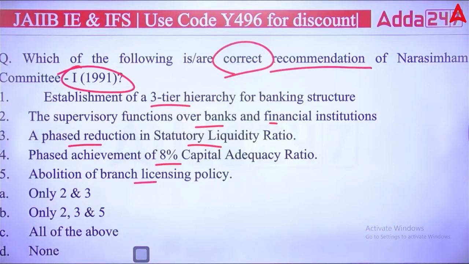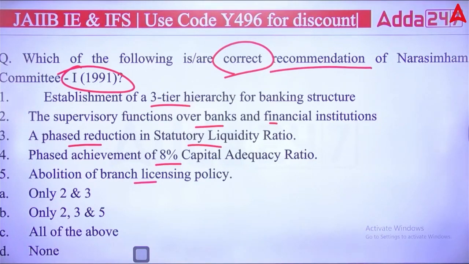So which of the following is correct? Nidhi ma'am is saying C, Rajesh sir is saying A. Okay, all of the above, and A is second and third. Okay. So actually, none of the above will be the right answer.